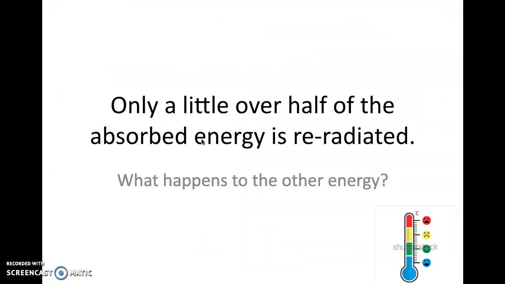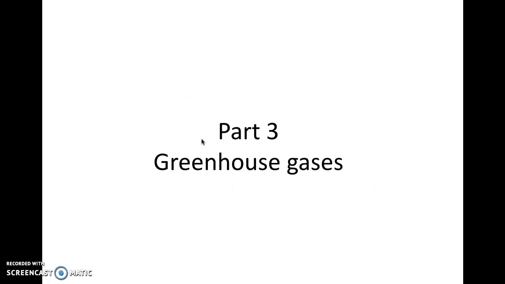Only a little over half of the absorbed energy is re-radiated. What happens to the other energy? Well, the energy that is able to escape the greenhouse gases actually gets radiated into outer space. The energy that stays actually is responsible for Earth's temperature. Okay, so that's what heats up the Earth. Part 3, we're going to go into more detail about what makes those gases so special.